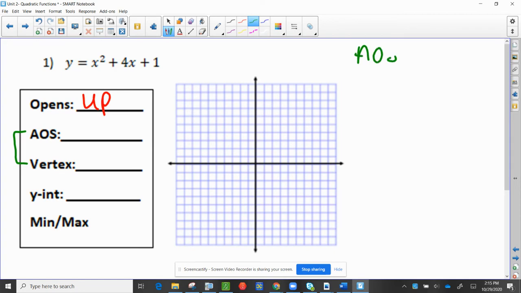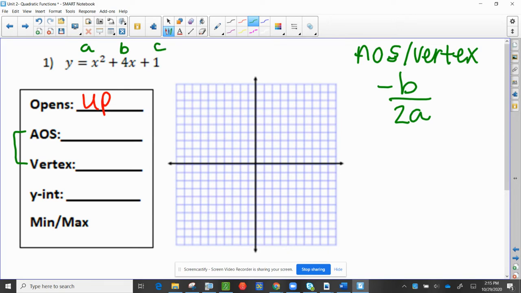Axis of symmetry slash the vertex. We get that from using the equation, the opposite of b over 2a. Remember, your a term is what's in front of the x squared, your b term is in the middle, and your c is your constant. So I take the opposite of my b term, the opposite of positive 4, which is negative 4, over 2 times my a term. Technically that a is an imaginary 1 in front, so it's 2 times 1.